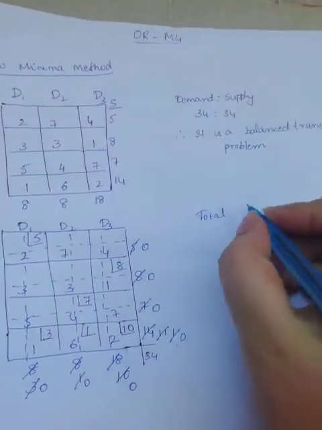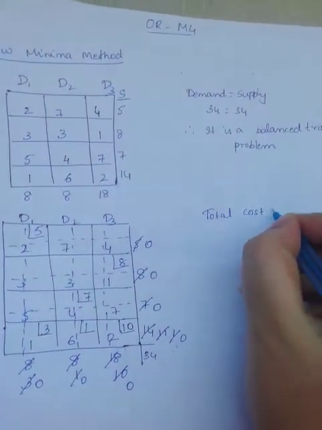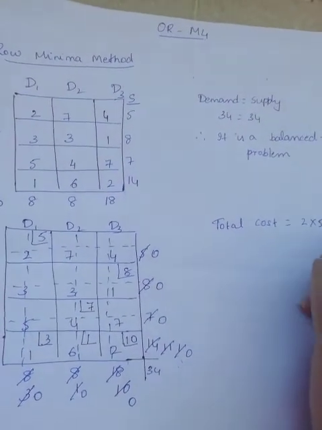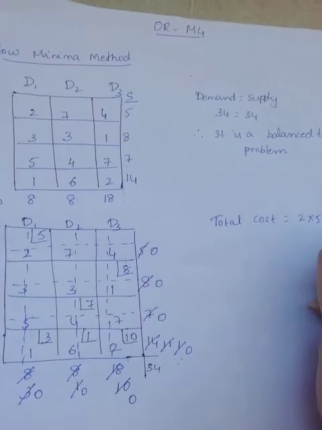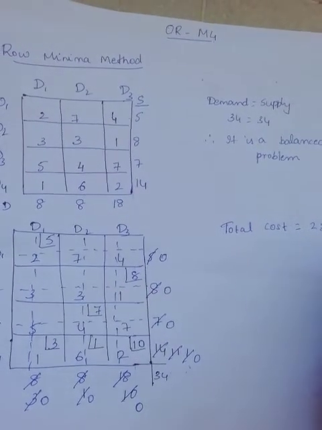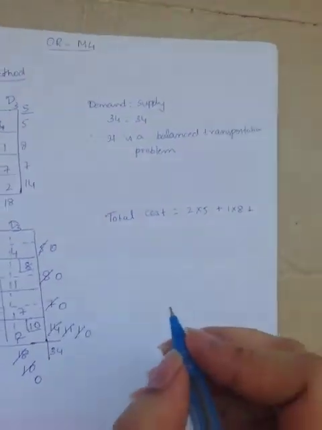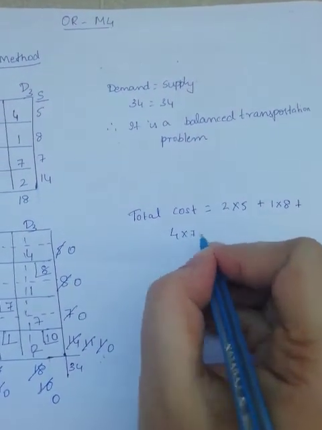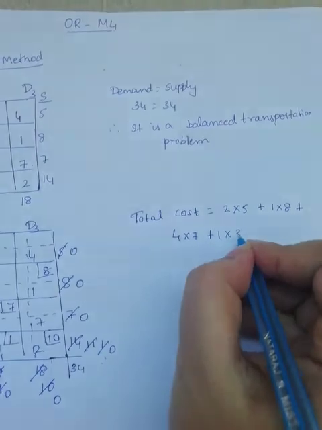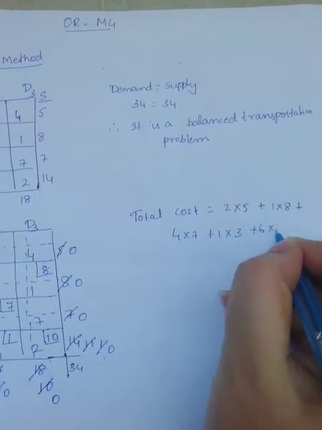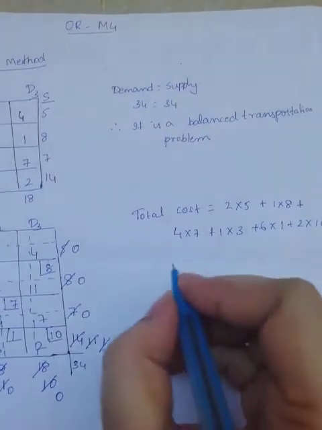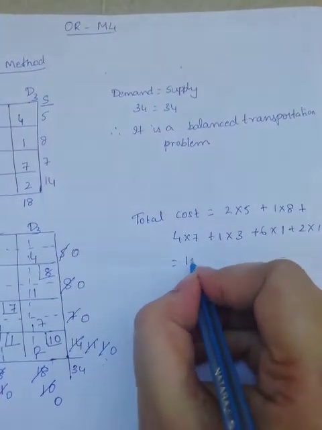So total cost is equal to 2 into 5 plus 1 into 8 plus 4 into 7 plus 1 into 3 plus 6 into 1 plus 2 into 10.